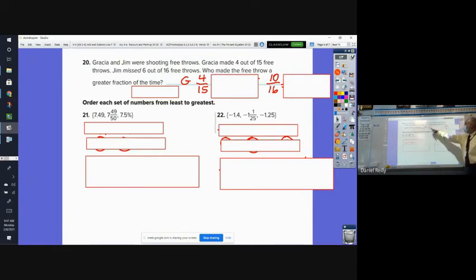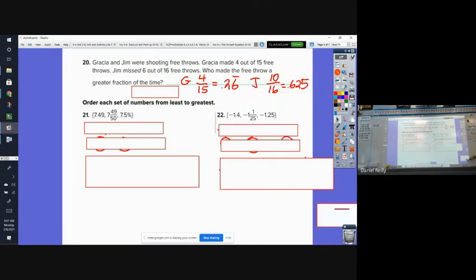Now you can look at these two, and again, you may be using your half benchmark that you talked about before. This is less than half of the shots, and this is more than half of the shots. So obviously, Jim made more. If these numbers were closer and you couldn't tell as easily, then you convert them to decimals, which I just do automatically. 0.625 and 0.26 repeating for this one. So Jim is the better free throw shooter.